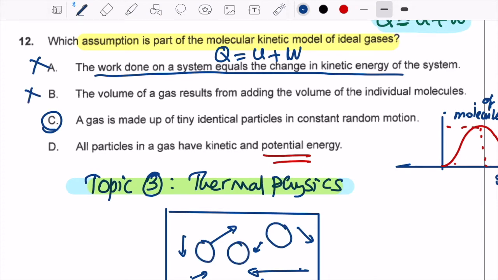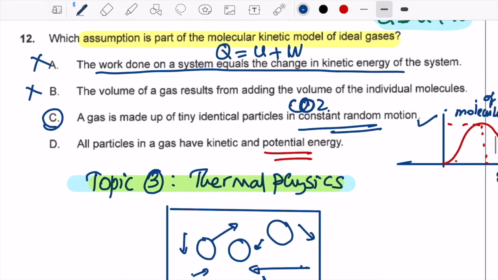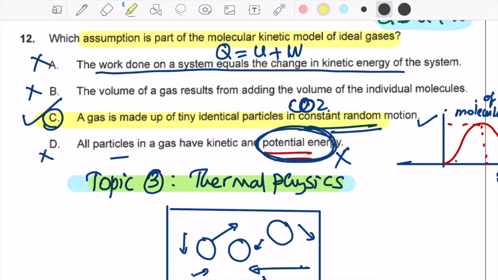A gas is made of tiny identical particles in constant random motion. That's right. Like let's say carbon dioxide. All the carbon dioxide molecules are identical, but they have different speed. So this is right. All particles in a gas have kinetic and potential energy. Molecular potential energy happens only if they have intermolecular bonds. So this one does not exist for an ideal gas. So this is also wrong. So here the answer is C. All right.